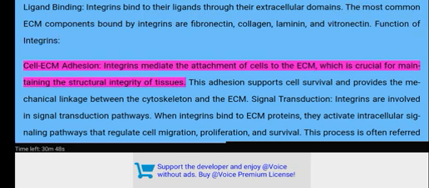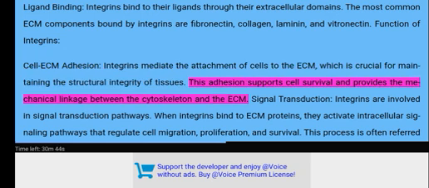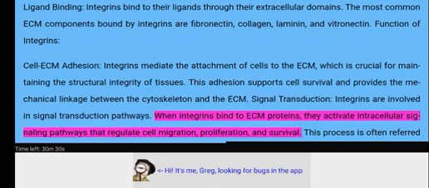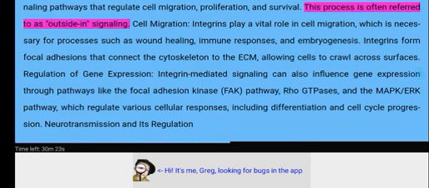Function of integrins. Cell ECM adhesion. Integrins mediate the attachment of cells to the ECM, which is crucial for maintaining the structural integrity of tissues. This adhesion supports cell survival and provides the mechanical linkage between the cytoskeleton and the ECM. Signal transduction. Integrins are involved in signal transduction pathways. When integrins bind to ECM proteins, they activate intracellular signaling pathways that regulate cell migration, proliferation, and survival. This process is often referred to as outside-in signaling.